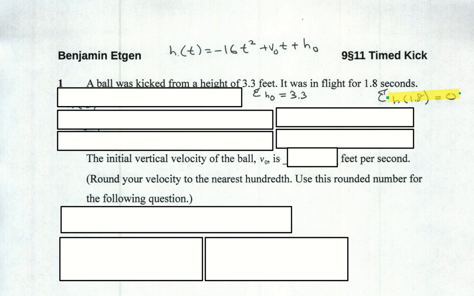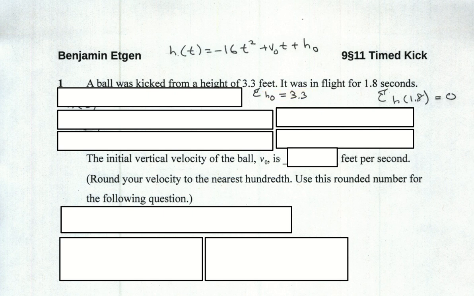It was in flight for 1.8 seconds. H of 1.8 is 0. We're going to need that information. Now, we can take our general equation for the flight of anything that's kicked or launched, basically anything that's not propelled on its own, just given some initial momentum and then it returns to Earth. We're going to take that equation and plug in h sub 0, that 3.3.